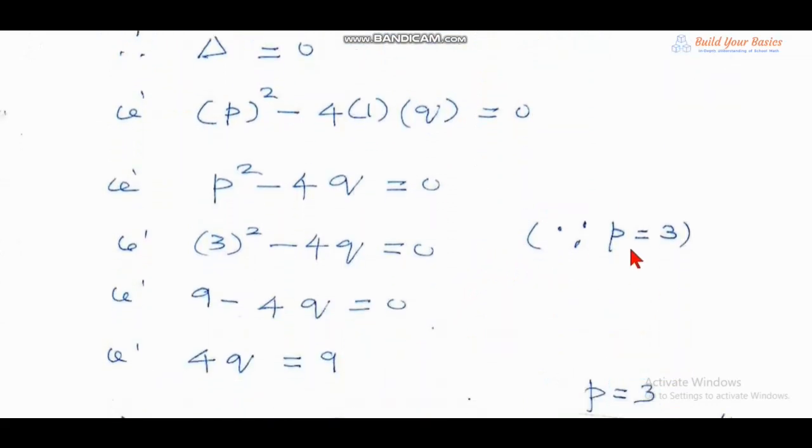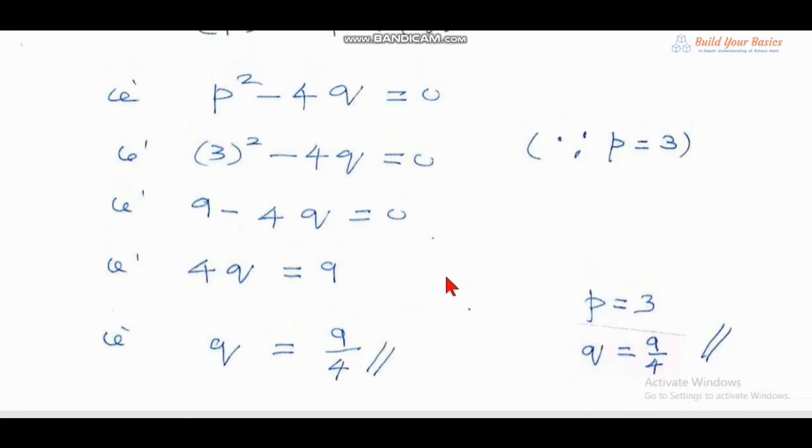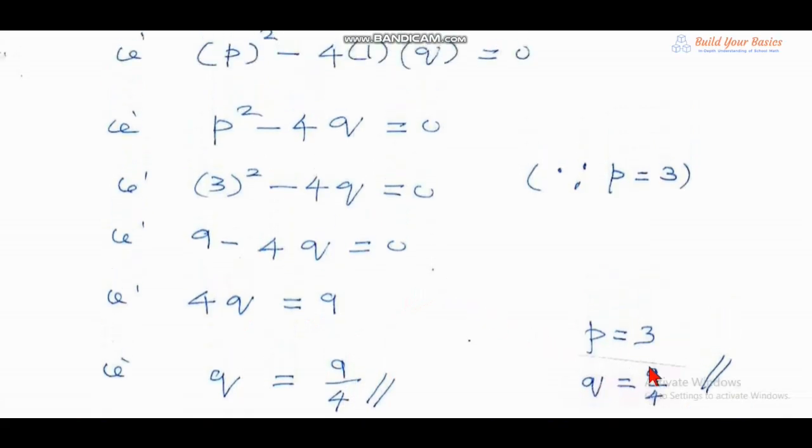But we have already got the value of p. Let us substitute p equal to 3. That is 3 square minus 4q equal to 0. That is 9 minus 4q equal to 0. That is 4q equal to 9. That is the value of q is 9 by 4. So p equal to 3, q equal to 9 by 4. We have got the values of p and q. Done.